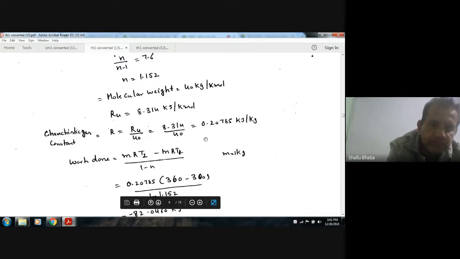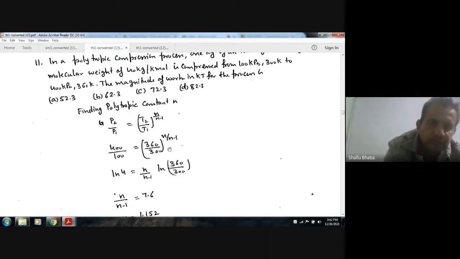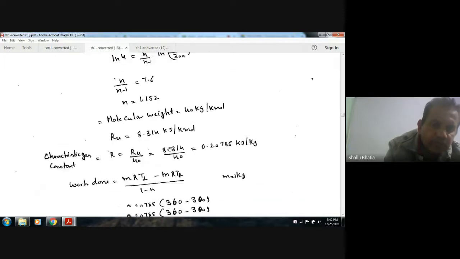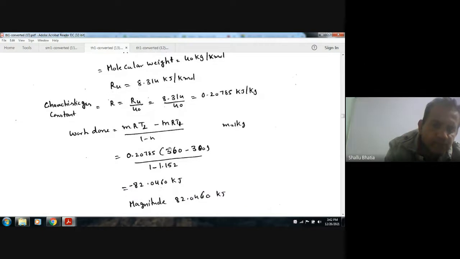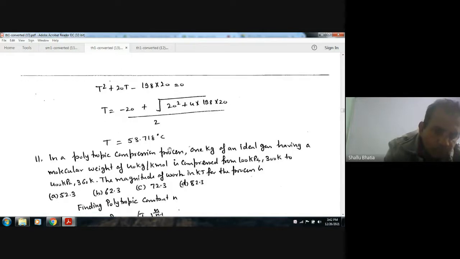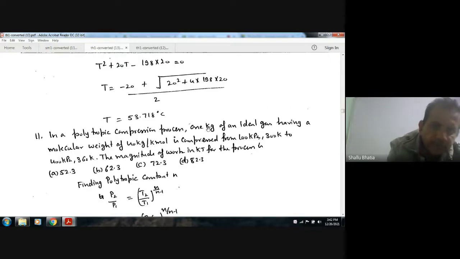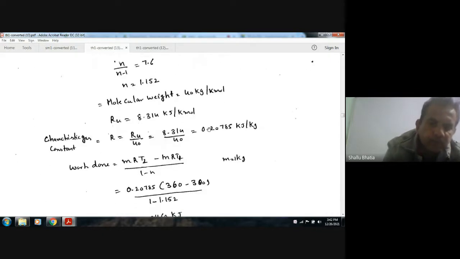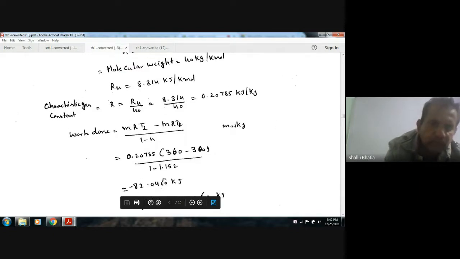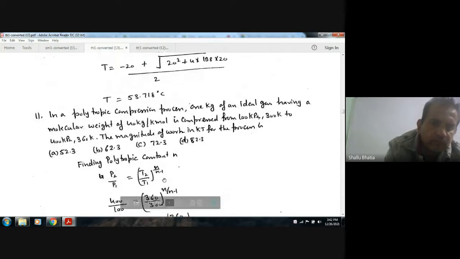Putting in the value of R, we have T2, we have T1, and we have the mass. Mass can also be found from P1 V1 equals m R T. Mass is 1 kg, so m is 1. So from this we get minus 82.0460 kilojoule, so the answer is option D.